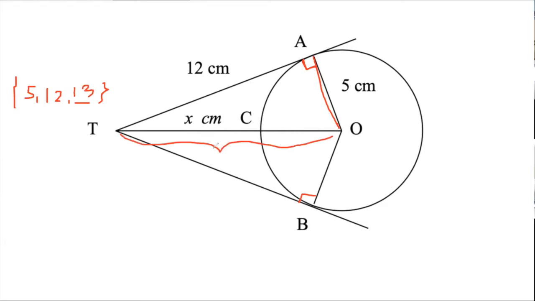But I'm not looking for the TO. I'm looking for the TC. Exactly. Since this is also a radius, therefore this is 5. So 13 minus 5 is definitely equal to 8.